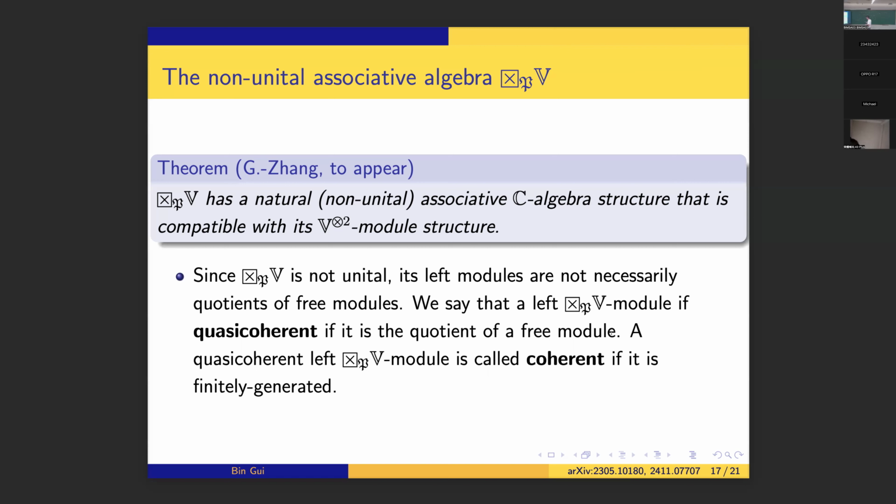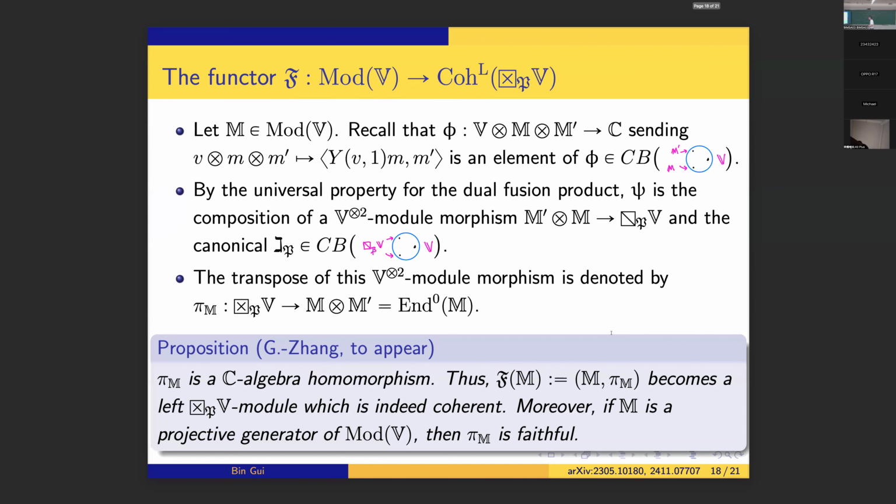If you really want to get a finitely generated quasi-covariant module, you have to multiply the right-hand side of this algebra by some endomorphism, by some identity, to get some finitely generated F-modules. Okay. After I have selected a good class of left modules of my associative algebra, I also want to construct a functor from the category of V modules to the category of coherent left modules of my associative algebra.